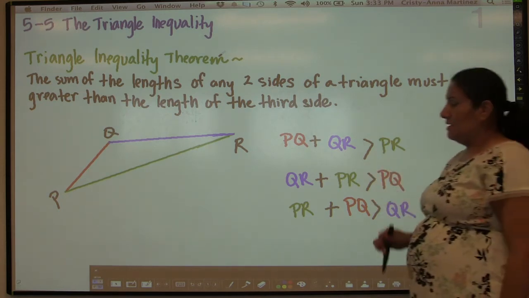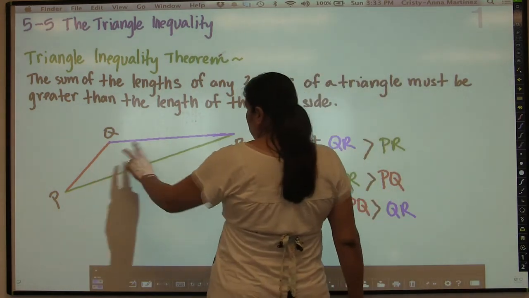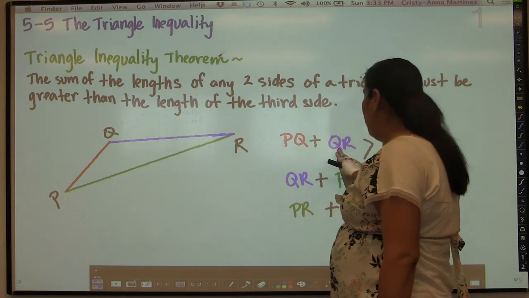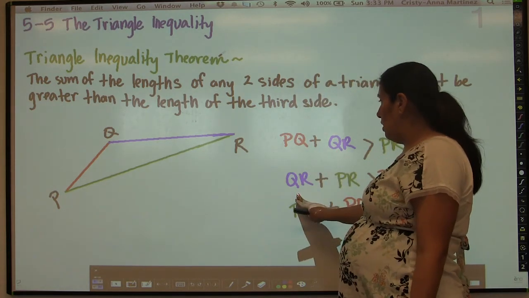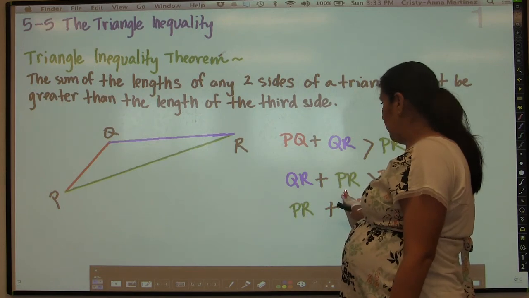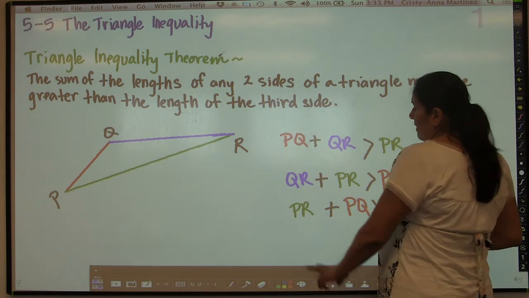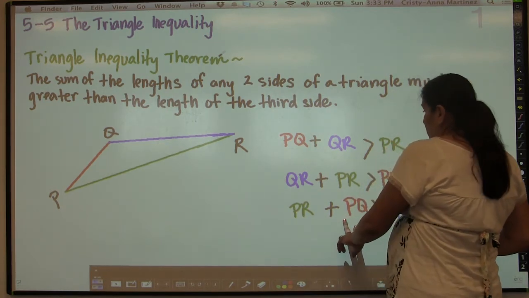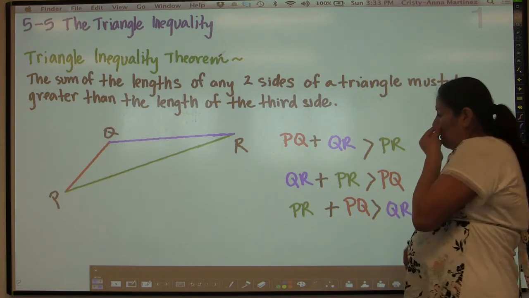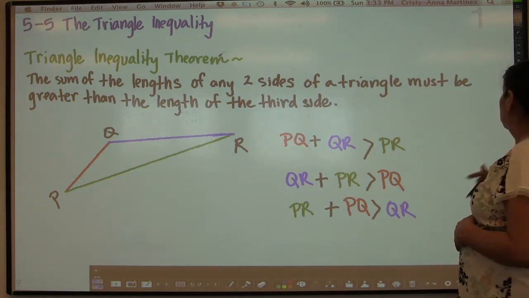So I have color coded here a little bit, but you've got side PQ and QR combined have to be larger than PR, but also you could combine QR and PR, the blue and the green, and it has to be greater than the red, which is PQ. Or you can combine the green and the red, which is PR and PQ, and they should be greater than QR. Those 3 things have to happen in order for the triangle to work.